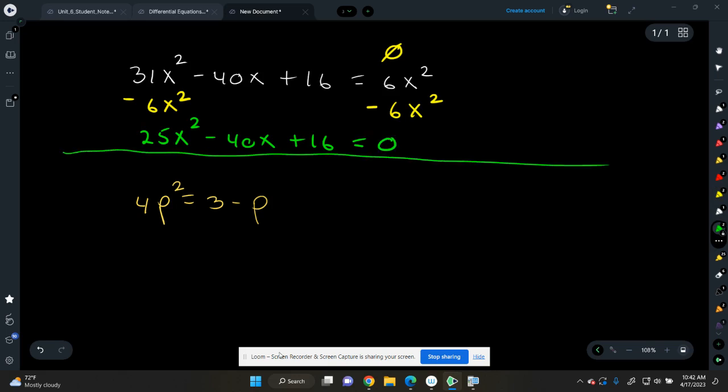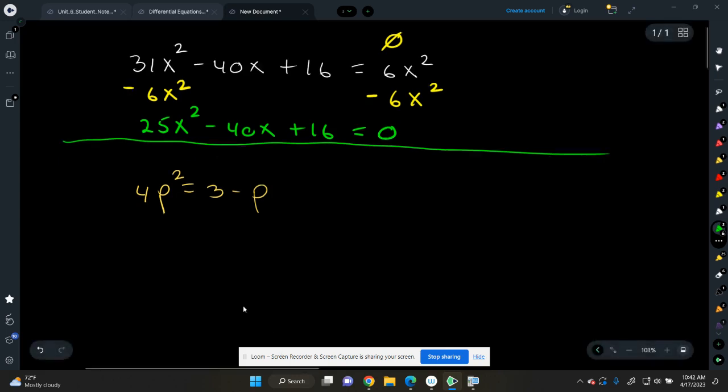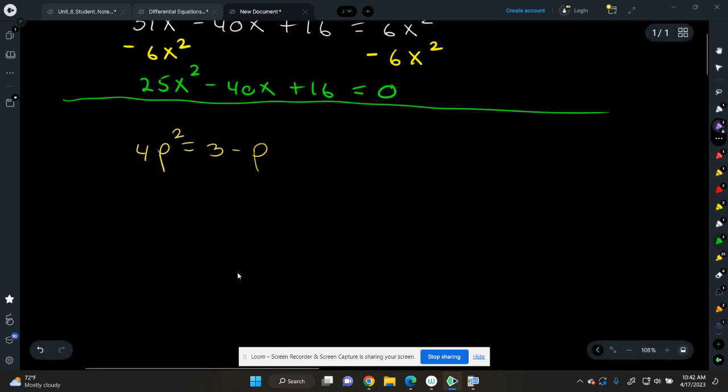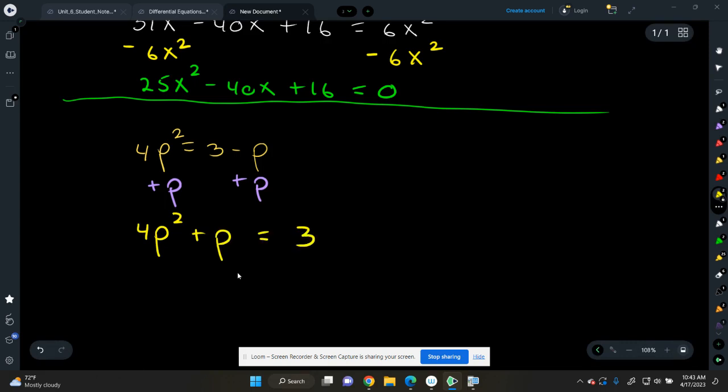So that's what we did on Friday's video. Well, look what happens on this one that you had on your worksheet. I need everything to be on one side. So the first thing I'm going to do is add p to both sides. We okay with that? So now I have 4p squared plus p equals 3. Questions on that? Why did we do that? Why did we add p to both sides?